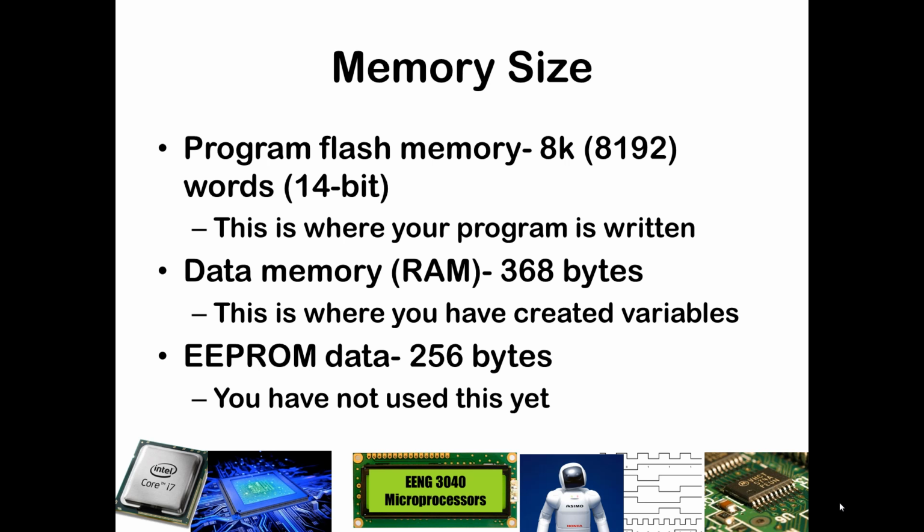So if we look at what we have, you have a lot of flash memory because you're going to be writing quite a bit of code and you want to be able to do a lot of things. You generally don't have as many variables as you have lines of code, and so you have 368 bytes of RAM, which is actually at the top end of this particular PIC family. Some others have fewer spaces where you can store data. And then we haven't used our 256 bytes of data, but we will over the next day or so.